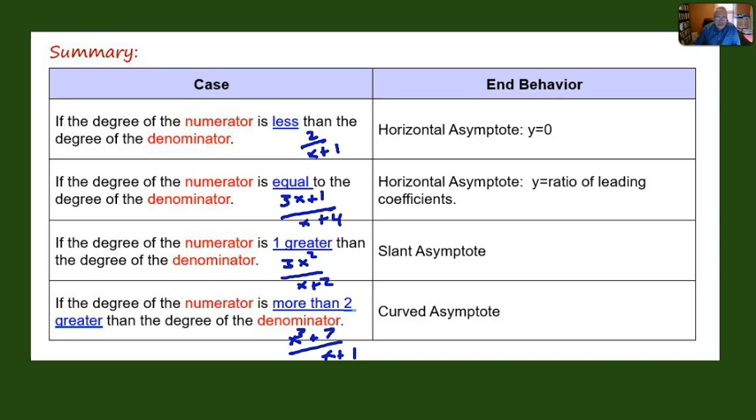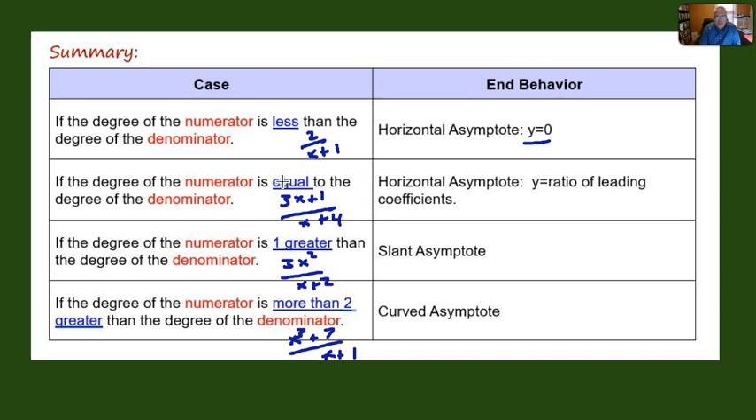Okay, before we wrap this up, I'd like to share a little table with you. Here's a table that explains how we get the different asymptotes. So if the degree of the numerator is less than the degree of the denominator, the asymptote will always be y equals 0. An example of this would be like 2 over x plus 1. The degree of the numerator is 0, the degree of the denominator is 1. So whenever the denominator wins, the asymptote is 0.